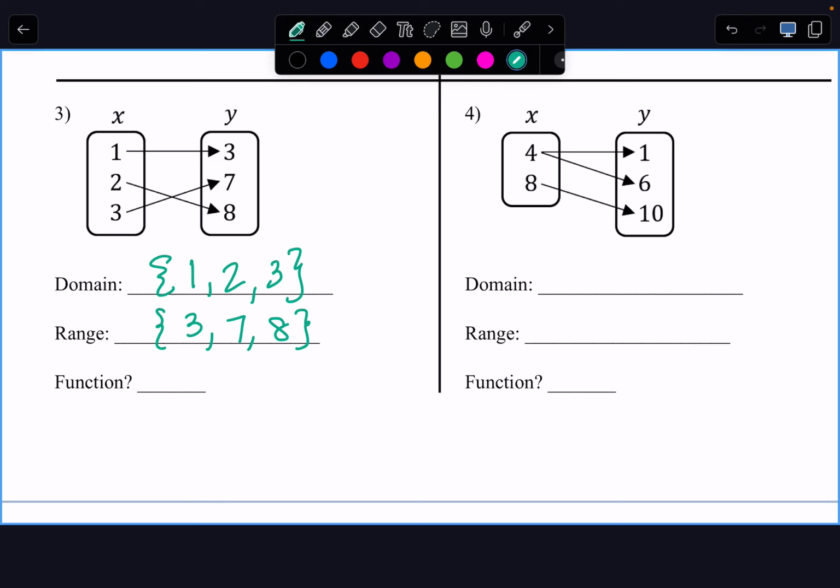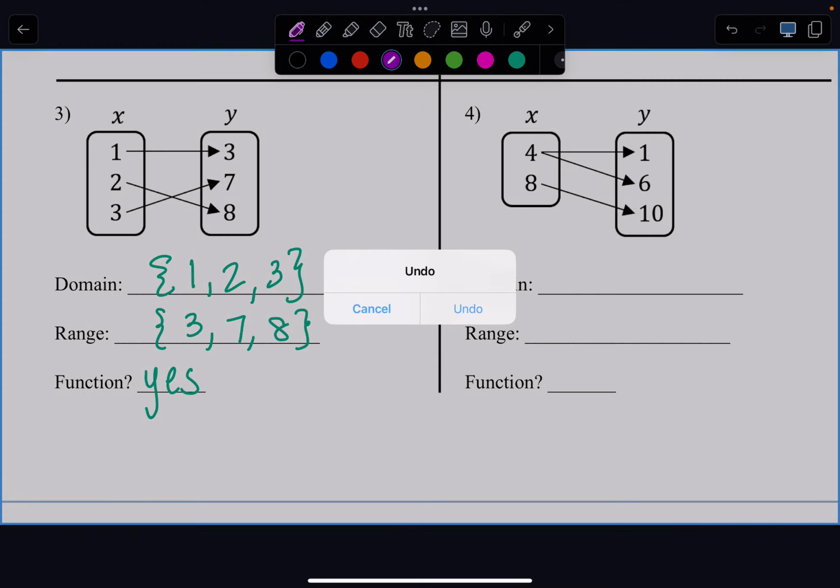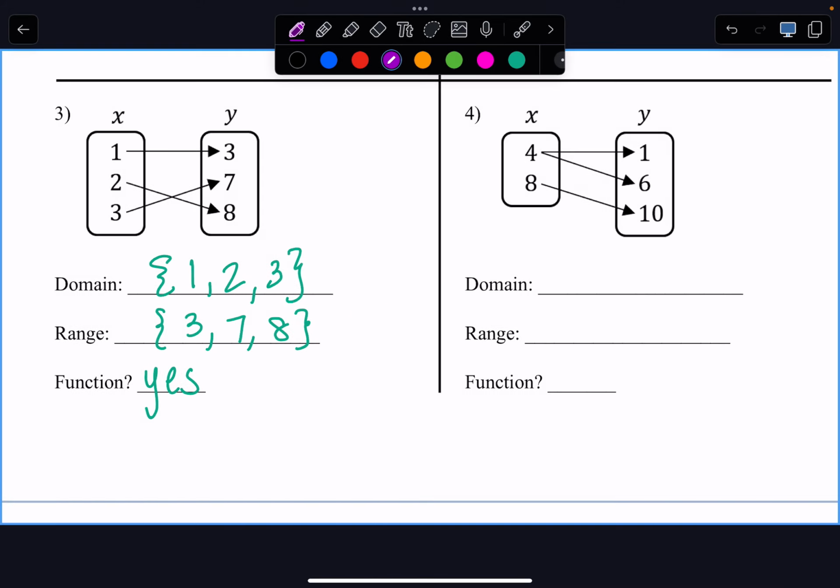And everybody, is this a function? Yes. Yes, you betcha it is. Okay. All right, number 4, Jace, what's our domain? 4 and 8. Okay.